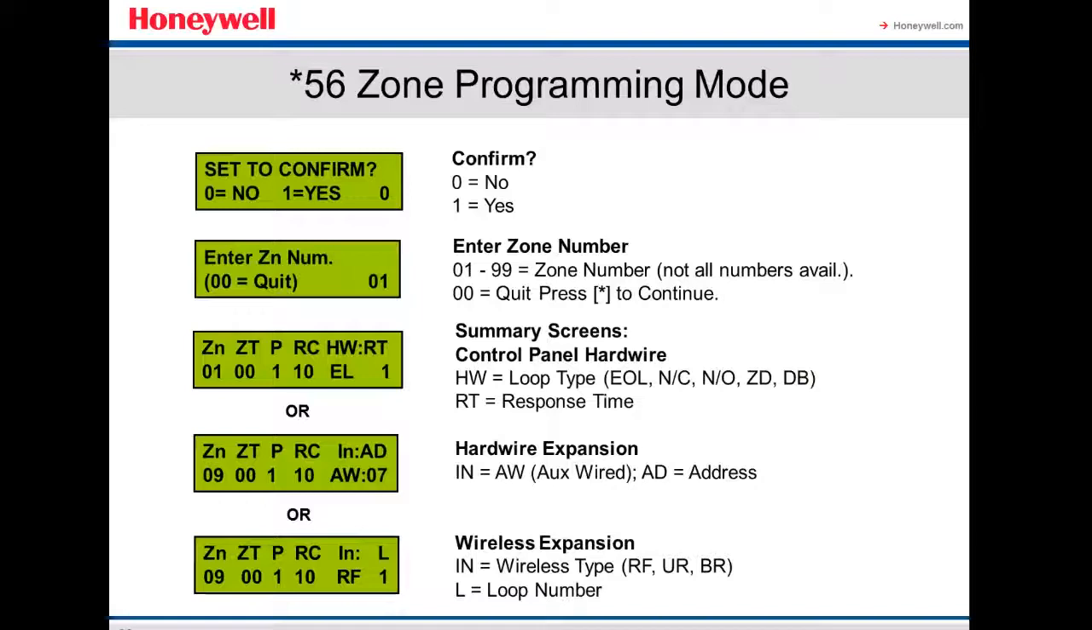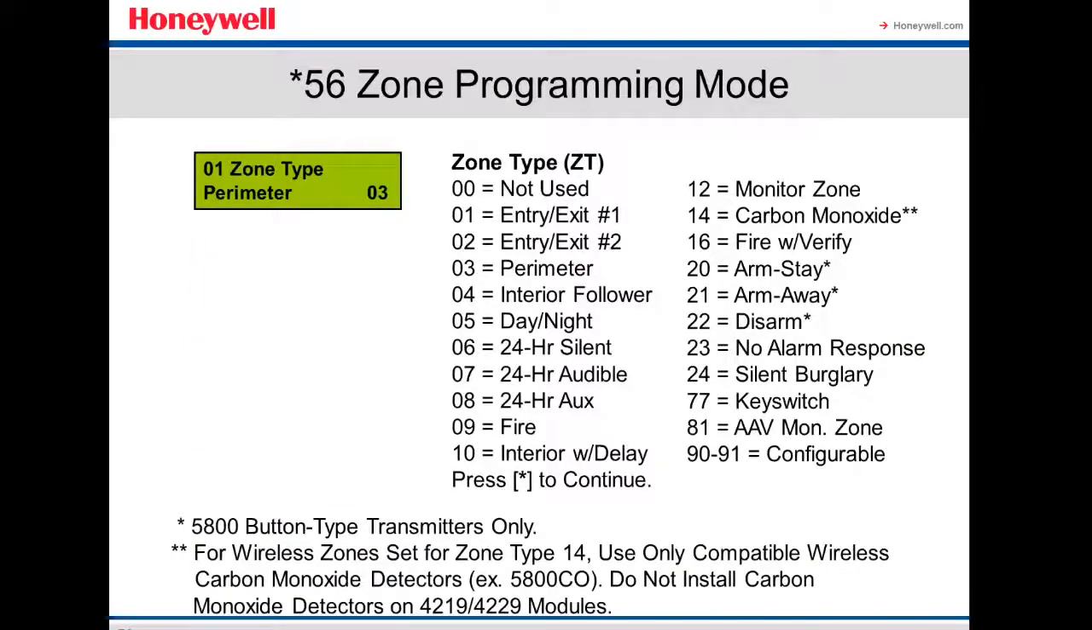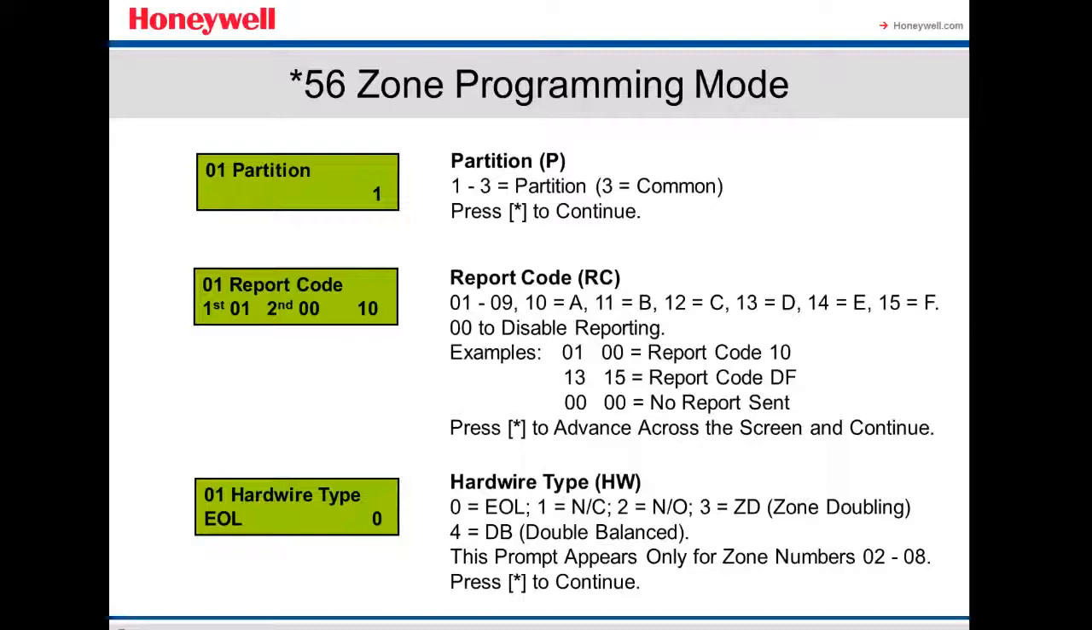Depending on whether it's a hardwire or wireless zone, it's going to show you RF for wireless or AW for when you use an expander, and EL is for another live resistance, right? Then it's going to ask you for the zone type. You put the number of the zone type, for example, in this case, perimeter. It's going to ask you for the partition. Put partition 1, 2, or 3. The report code, always 01. Hardware type, another line, which is 0. If you're going to double it, you're going to put 3 here.